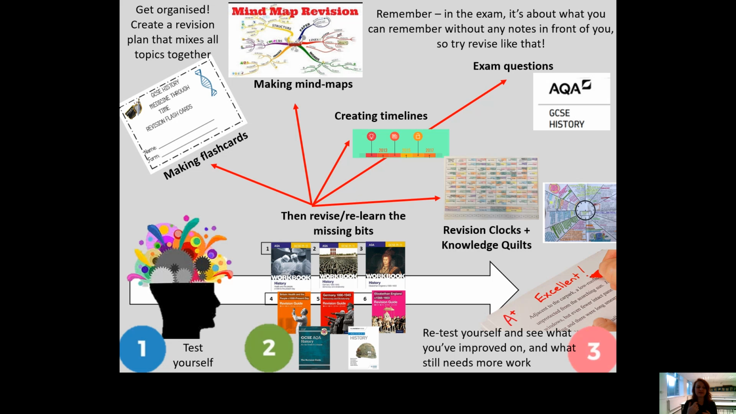Timelines we've already talked about. Exam questions we've talked about. Flashcards. Like I said, if you're making flashcards, a question on one side, an answer on the back. That way you can ask someone in your family to test you. If it's just a list of bullet points, just reading it won't be enough. Mind maps are super strong, but make sure you try and do them from your head. Don't mind map with a book in front of you, mind map with nothing.